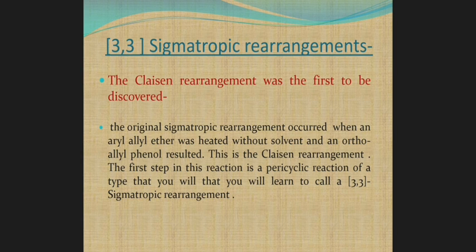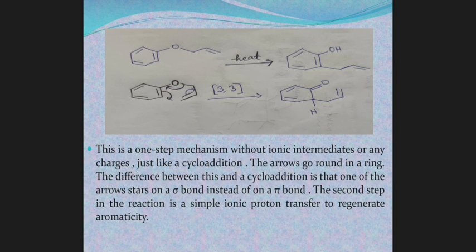The first step in the reaction is a pericyclic reaction of a type that you will learn to call a 3,3 sigmatropic rearrangement. So this is a one-step mechanism without ionic intermediates or any charge. Just like a cycloaddition, the arrows go around in a ring. The difference between this and a cycloaddition is that one of the arrows starts on a sigma bond instead of on a pi bond. The second step in the reaction is a simple ionic proton transfer to regenerate aromaticity.